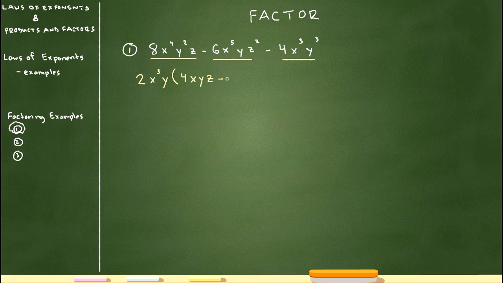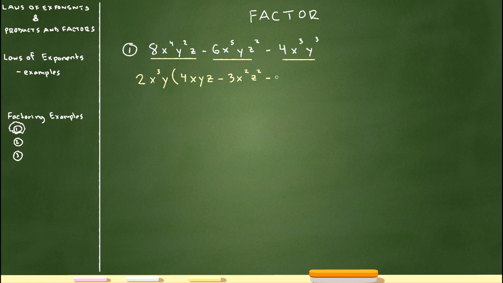Then 2 times what will give me 6? We have a 3. X cubed times what will give me x to the fifth? Well, according to the product rule, we would have to multiply that by x squared. And y times what will give me y? Just the number 1, but we don't need to write that in. And then we have a z squared here. So we still need that z squared, because we don't have one out here. Next, we drop the minus sign here.